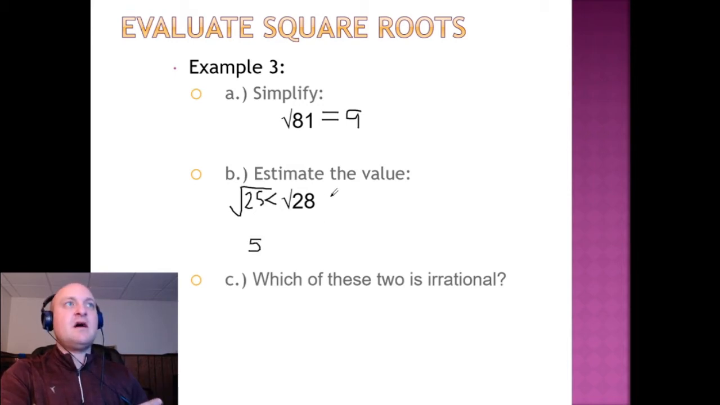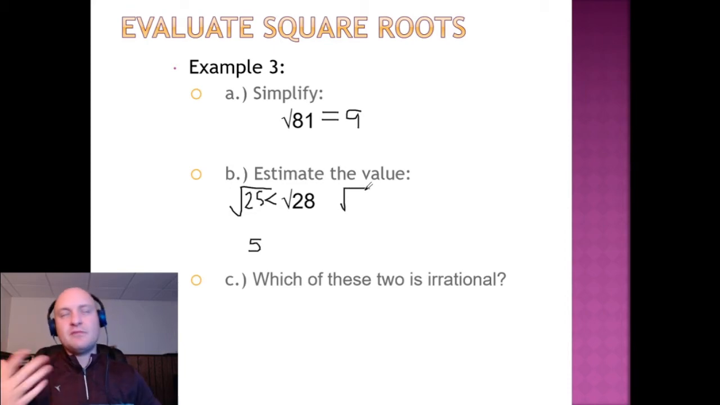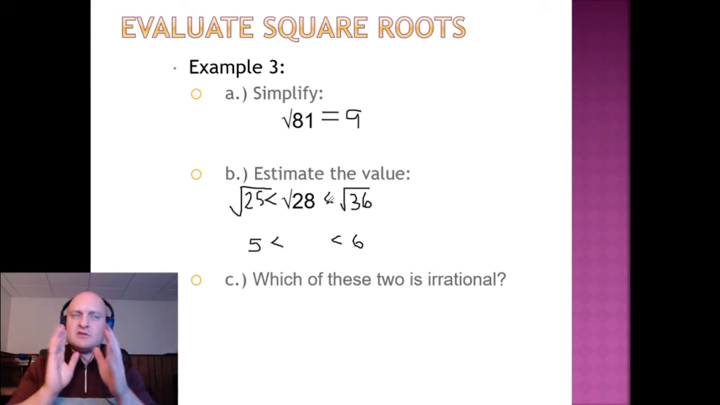For comparison, on the other side of 28, I'm going to go up and see what's the next square rootable number, well, the next perfect square above 28. And that would be 36. So I'm going to go ahead and put down that 36. And the square root of 36 is 6. So our square root of 28 needs to be somewhere between 5 and 6. Somewhere in between those two values.